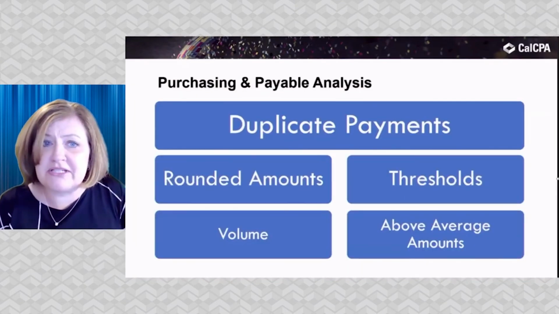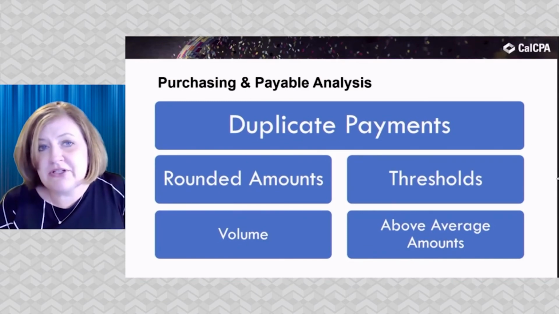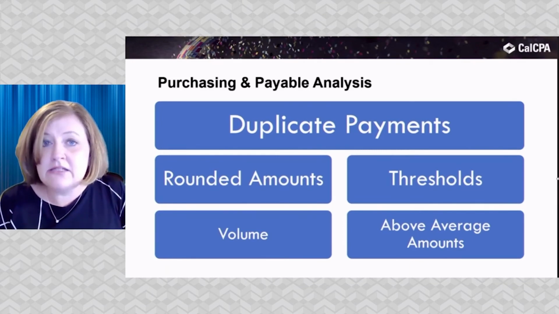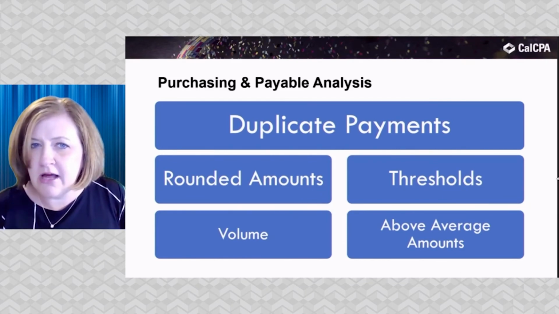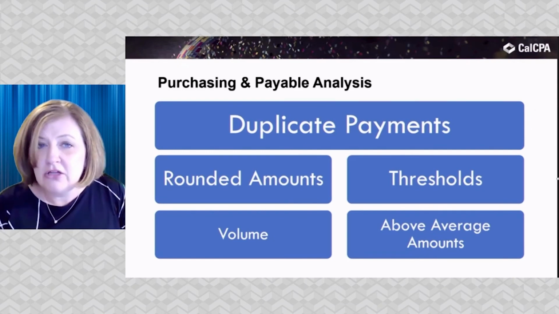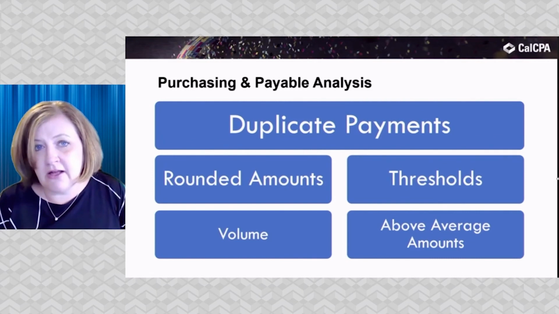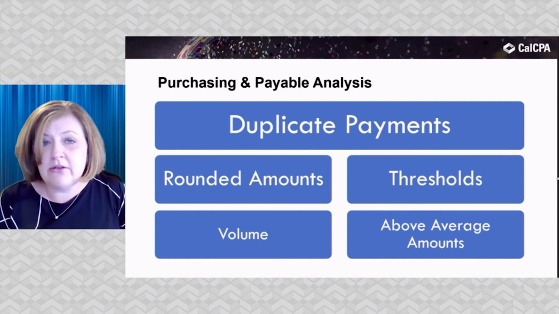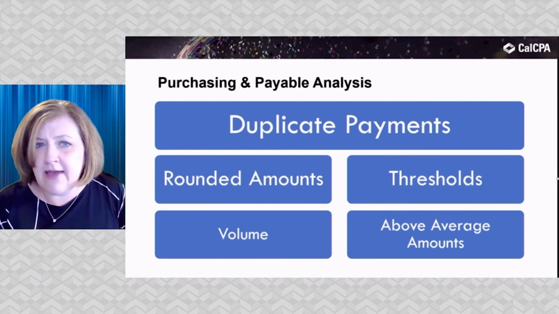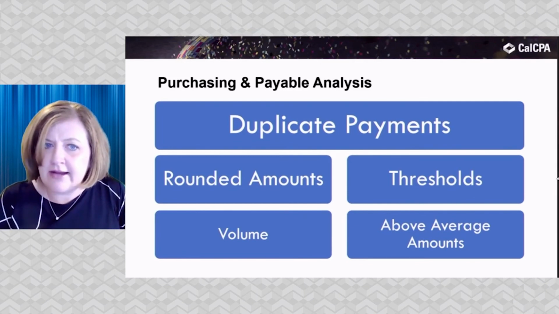So we're going to start with purchasing and payables. Some of the areas that you can analyze in a little bit more detail are looking for duplicated payments. Look for rounded dollar amounts. Some of you may be wondering, why would we be interested in rounded dollar amounts? I'm going to share that with you. Look at your procurement thresholds. Look at the volume, not just the dollar volume that's being paid to a particular vendor, but the frequency of payments to a vendor. And then also look at what those amounts are that are being paid and whether it is above average by doing some year-over-year analysis.